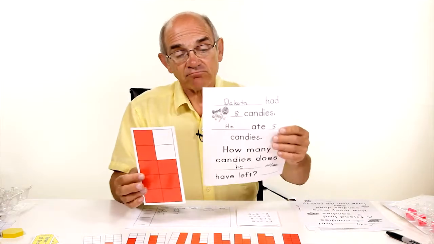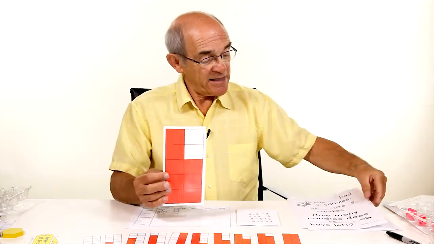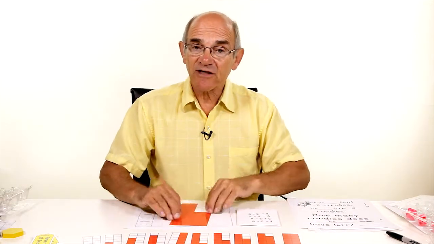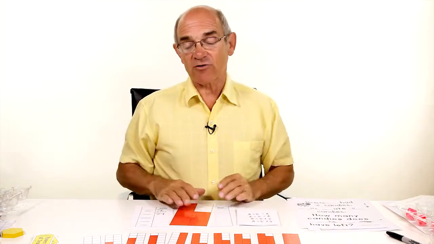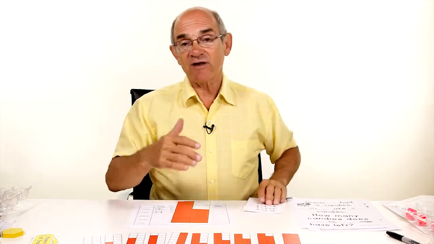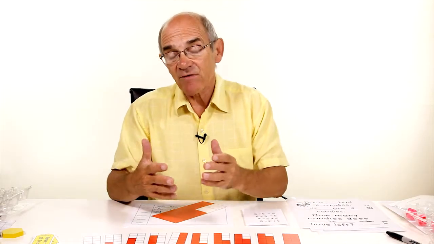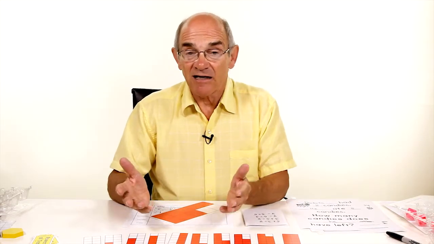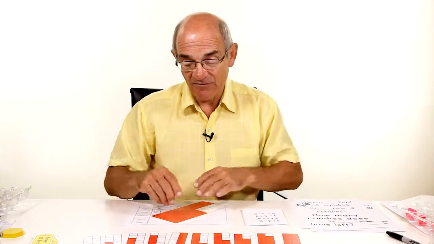Using this card, I just say, Dakota had 8 cookies. He ate 5, and I ask the kids to show me 8. They do it. Eat 5. How much does Dakota have left? And then I write that on the board. Or I might make up a question that says, Cody had 5 cookies. His brother gave him 3, a highly unlikely situation, by the way. And how many cookies does he have now?